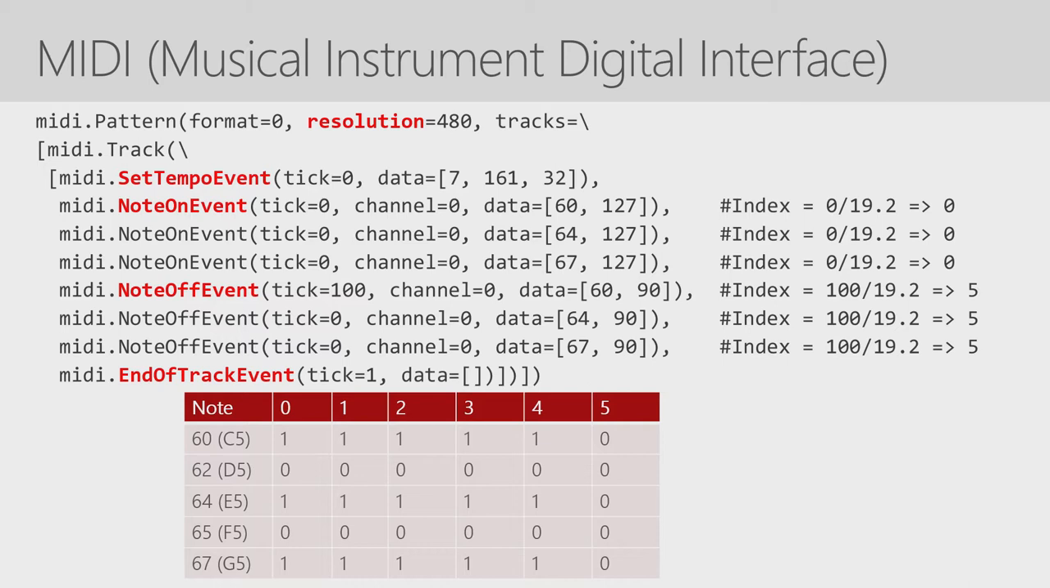And so you can do a little bit more math and compute which ticks are on and off at those given points in time. You take the tick and divide it by the ticks per time slice and you get the index of whether it should be on or not.